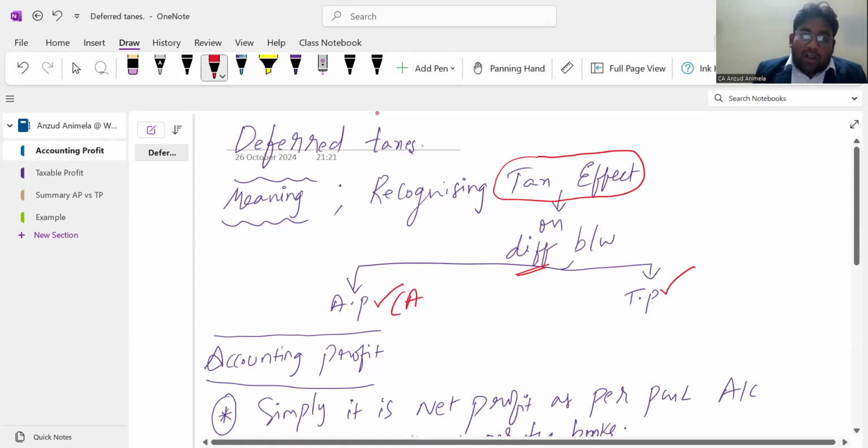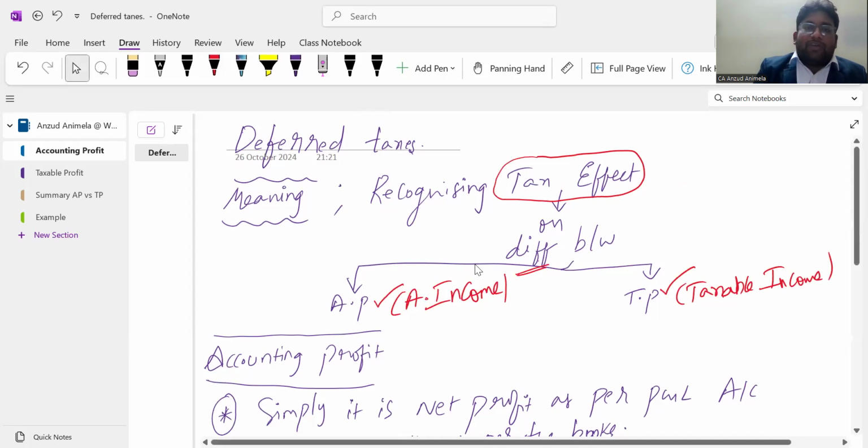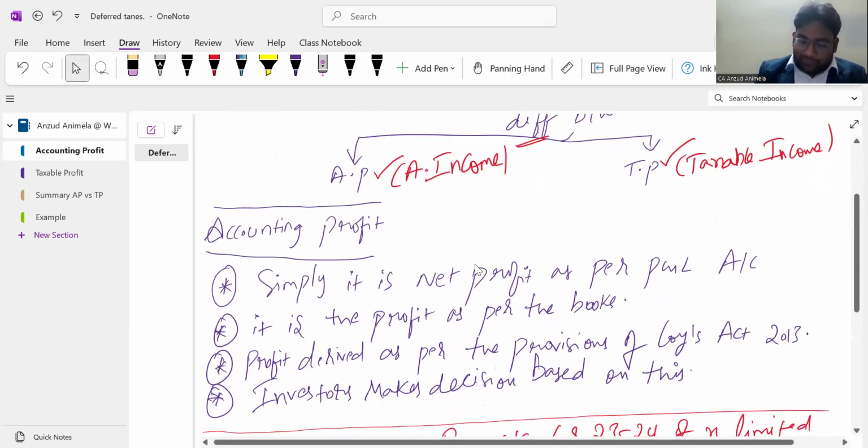Accounting profit is also called accounting income, and taxable profit is also called taxable income. So the straightforward meaning of deferred tax is that you have to recognize the tax effect on the differences between the accounting income and taxable income.